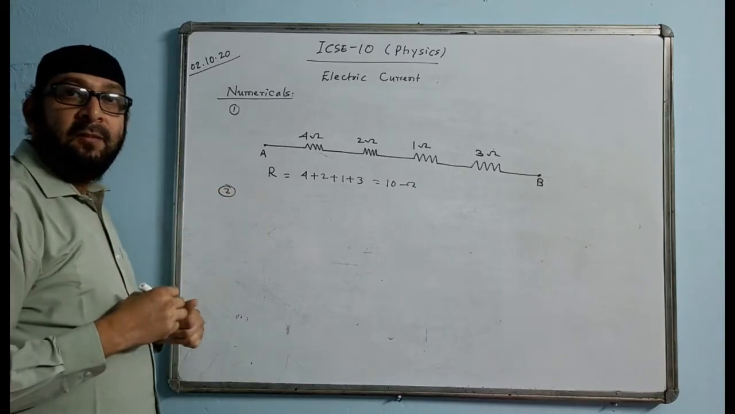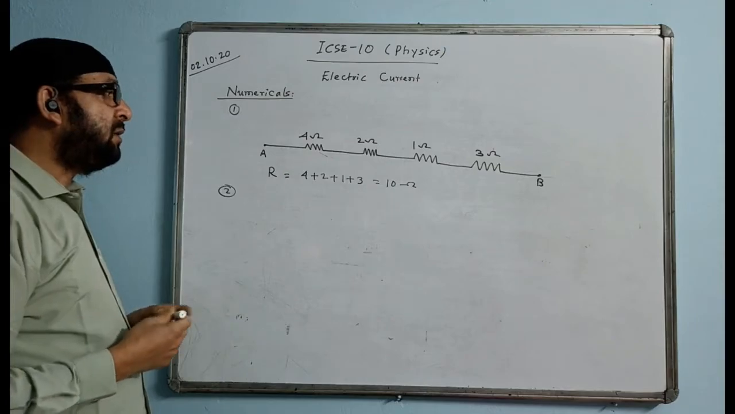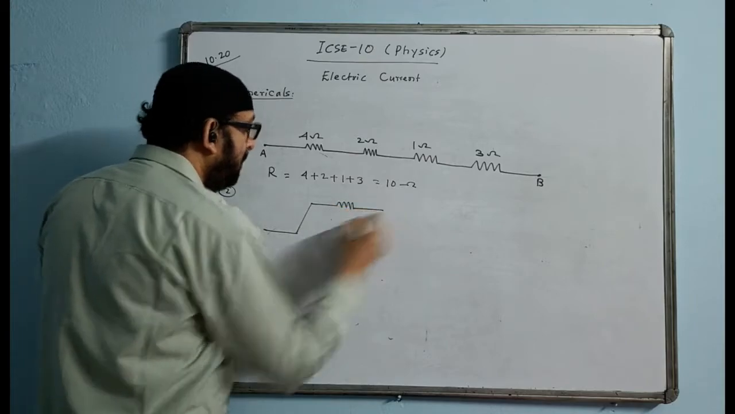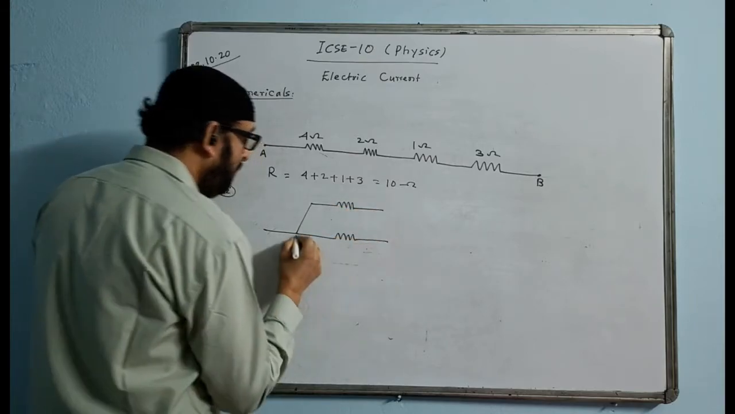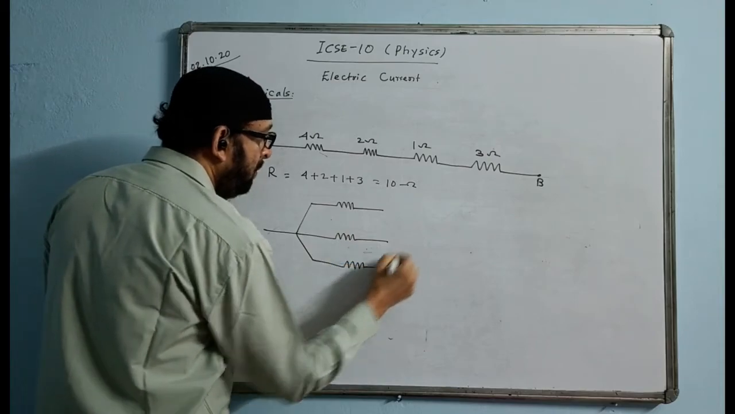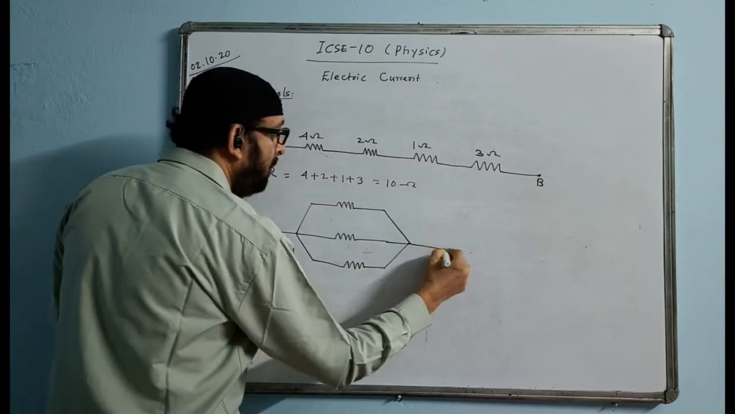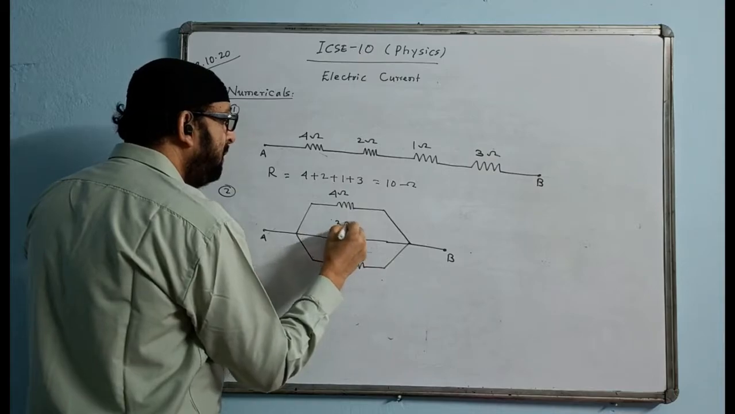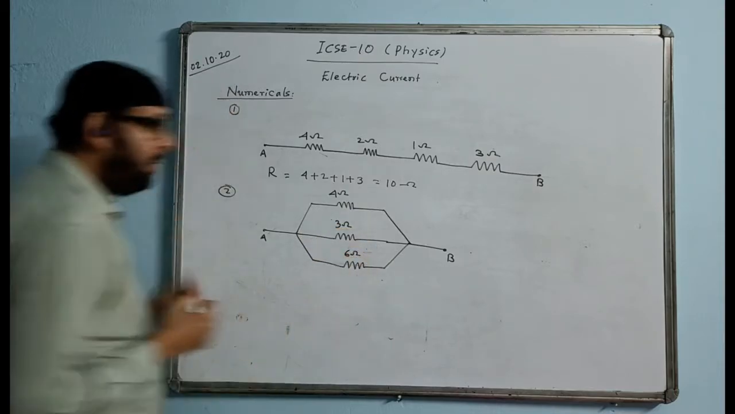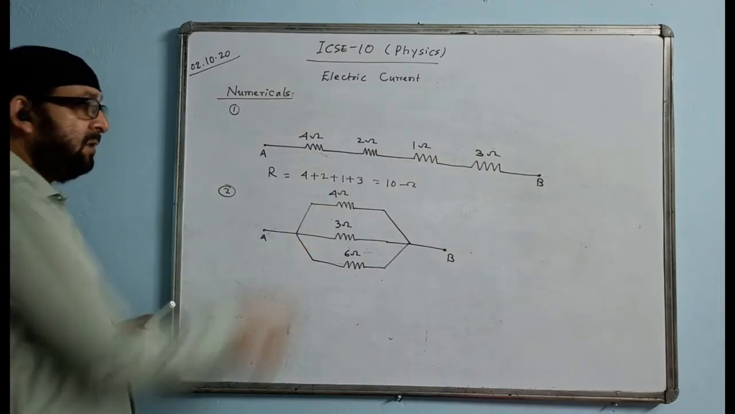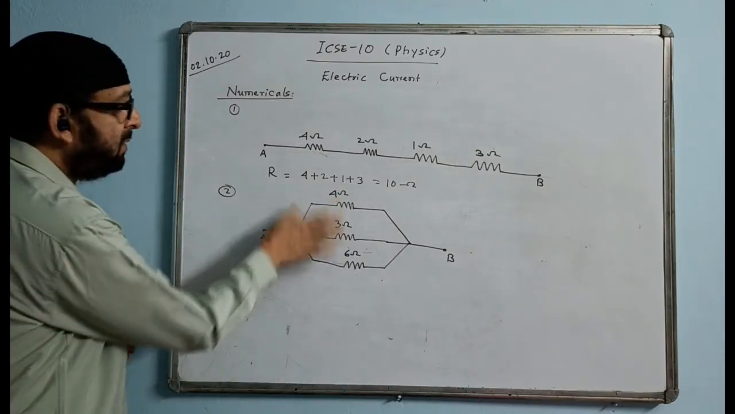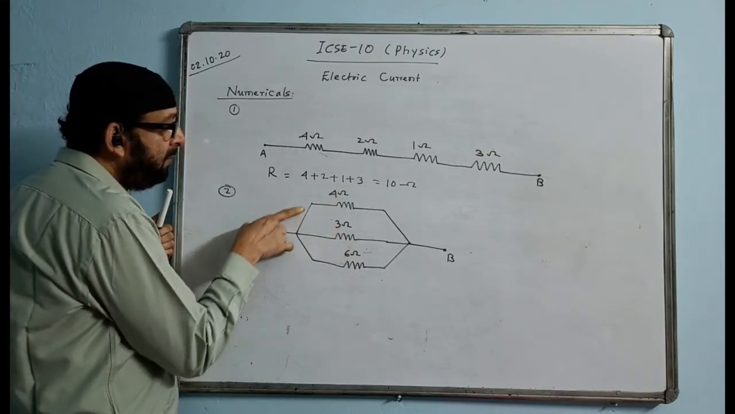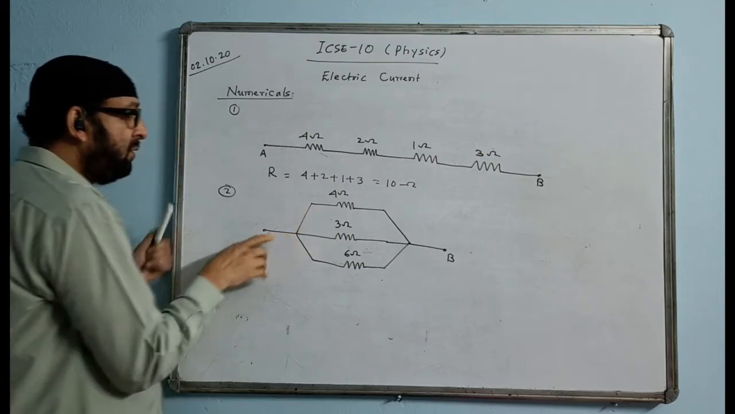Second question. Find the equivalent resistance of the following circuit, and they have given a circuit like this. This is 4 ohm, this is 3 ohm, this is 6 ohm. You have to find the total resistance of this circuit. We'll see what type of combination they are. They all are in parallel. Why are they in parallel? Because the current starting from A is dividing into three parts. 1, 2, 3 parts. There is a division of current.